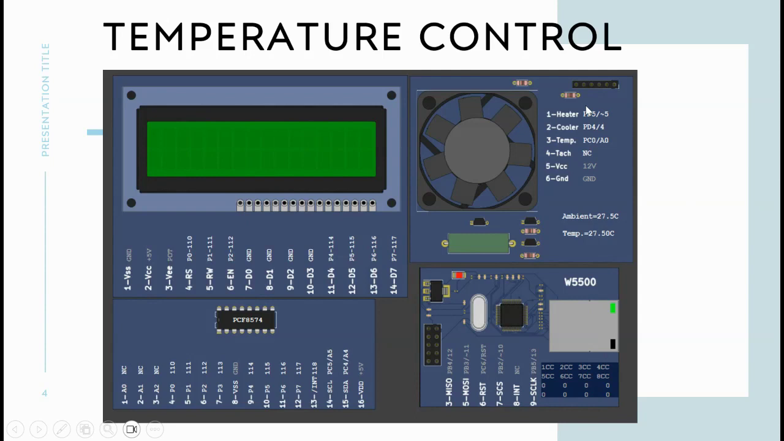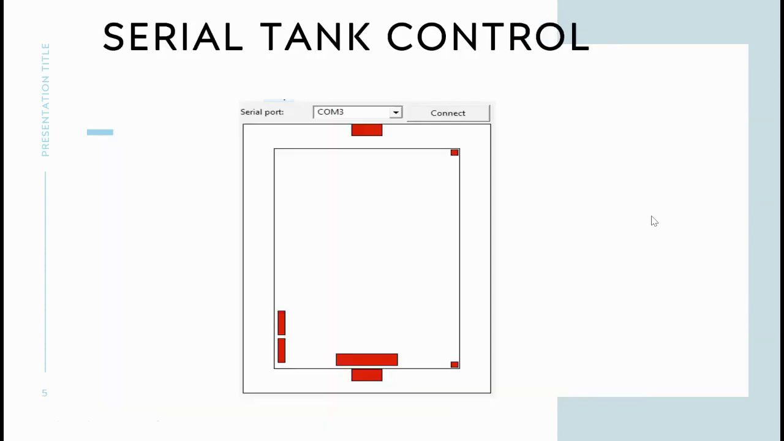So this is how we set up the temperature control system using the Proteus lab. Then this is the serial tank. This serial tank is interfaced using serial communication to the Arduino, and this is just a diagram of how we are going to implement it.